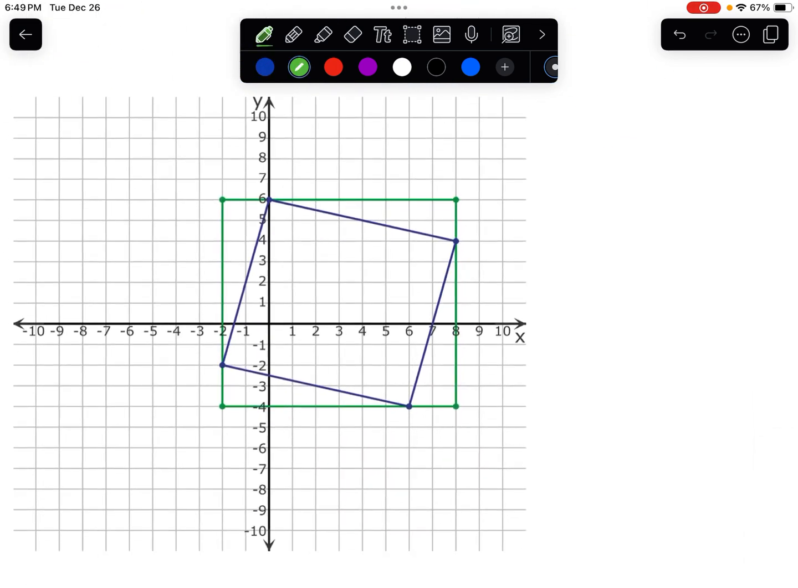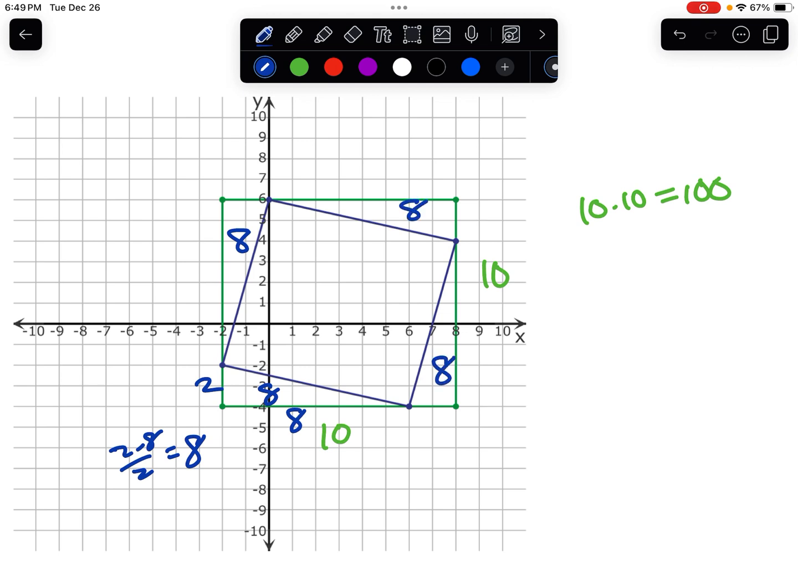This outer square is like it's 10 by 10. So outer square, 10 times 10 is 100. Again, every corner is going to be the same. This is 2 by 8. So 2 times 8 divided by 2 is 8. So every corner here is 8. So we do 8 times 4 is 32.